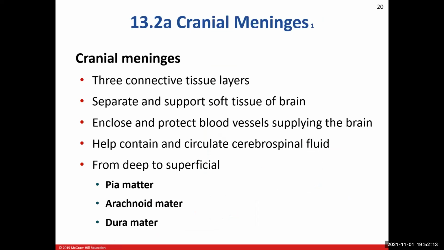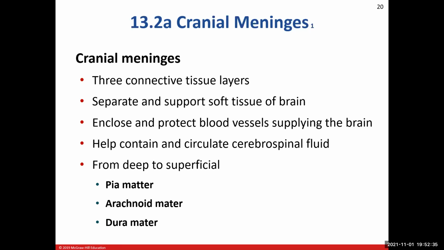Okay, so we're going to move away from the actual brain itself, but I want to talk about some of the associated structures with our central nervous system. That requires me to talk about what we call the cranial meninges. The cranial meninges are connective tissue layers, and there are actually 3 layers. They cover the brain and the spinal cord.